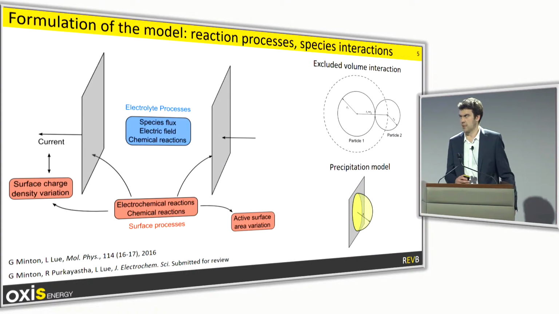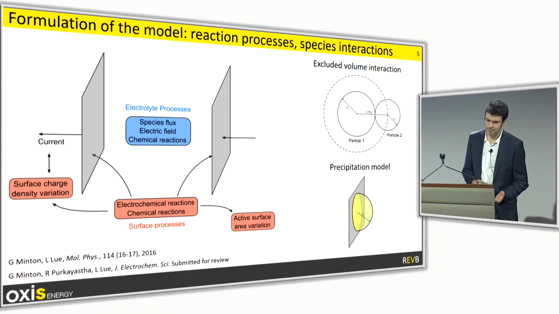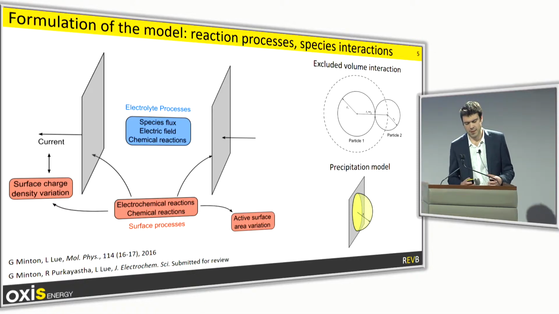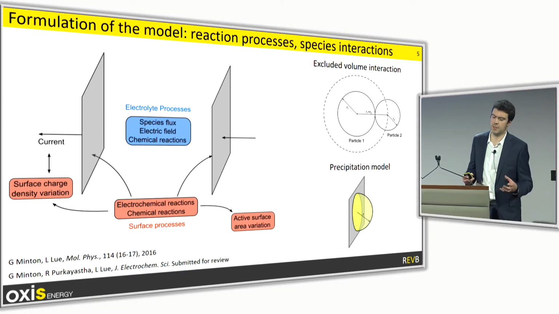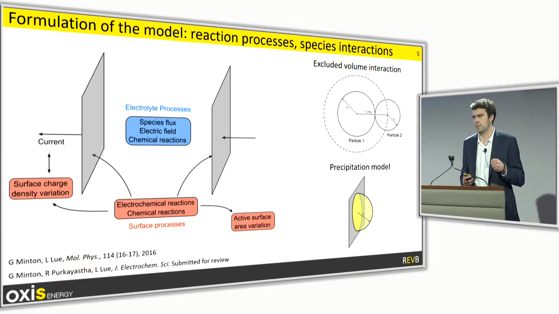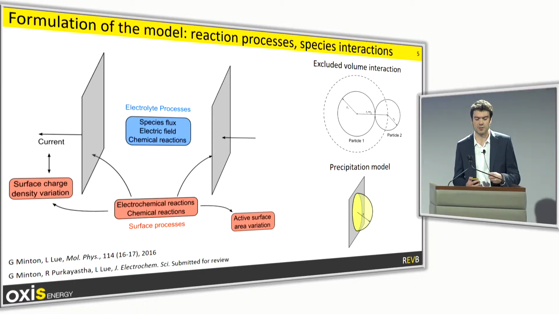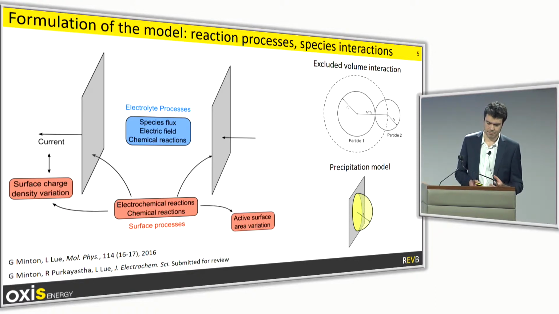Just to give an idea of the general structure of the model, the electrolyte is the dominant part of the model. So you can describe species fluxes and the electric fields within the electrolyte. The particular interaction that I've included is the excluded volume interaction. This is the fact that two particles can't occupy the same volume of space. It's a relatively simple hard sphere model, just to see what effect that has.